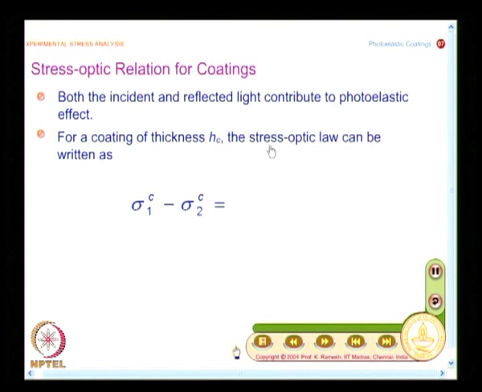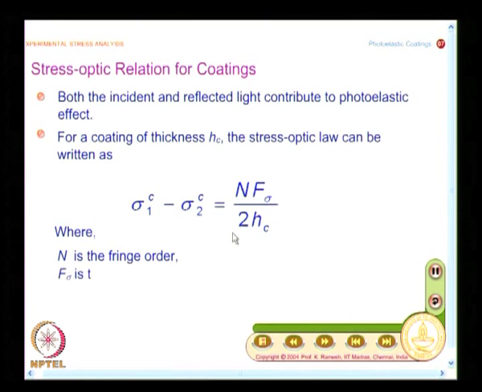I can also write the stress optic law, wherein I get the coating stresses. Since we are going to have specimen as well as coating, the symbolism used is a symbol C either as a superscript or a subscript indicates that I am dealing with the coating. And when I want sigma 1 C minus sigma 2 C, if I know the F sigma of the material, then I can write this as N F sigma by 2 H C.